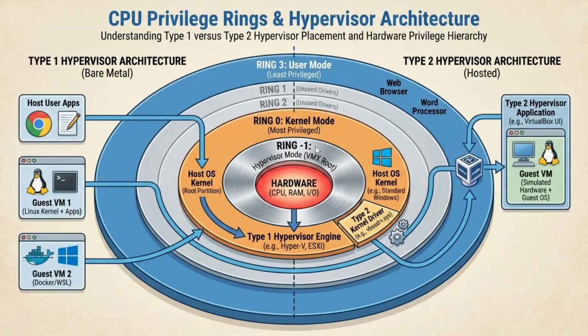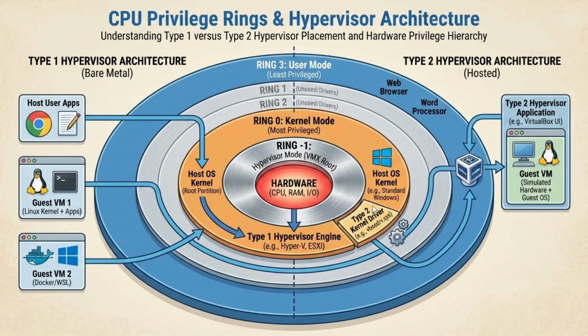Now we move further out to ring 0. This is where the OS kernel lives. If your system has Type 1 hypervisor, its engine lives here with the kernel. If you have a Type 2 hypervisor, in our case that is the Oracle VirtualBox, VirtualBox interacts with the hardware through the host OS kernel using the kernel drivers.